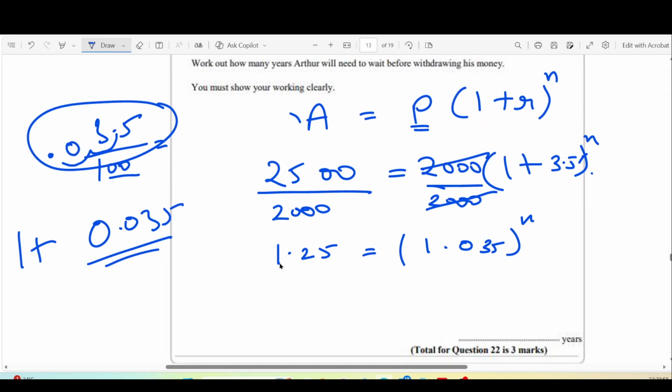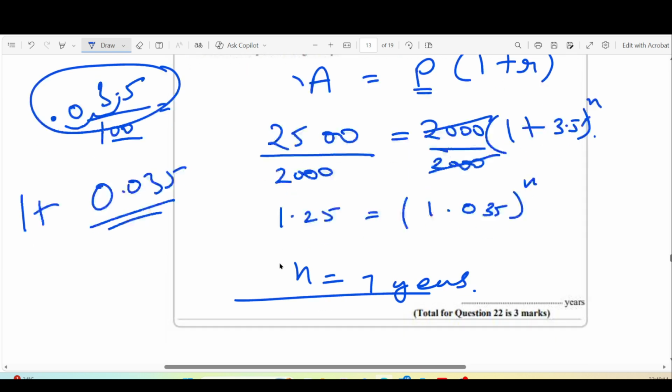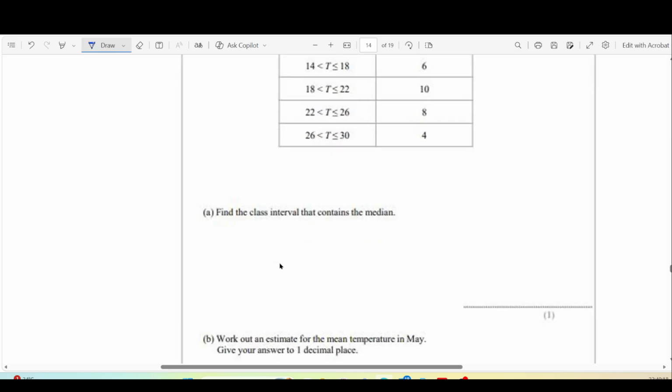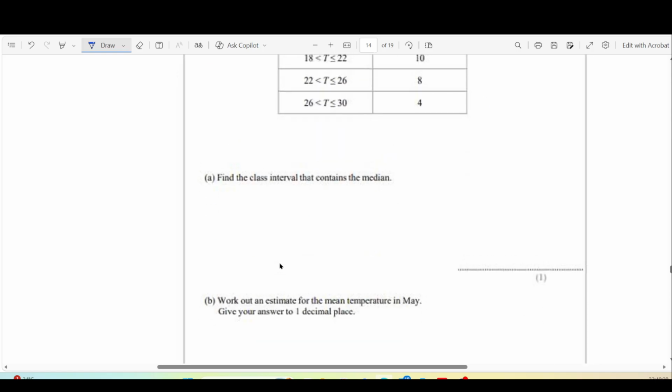Basically if you put it into the calculator and put everything here, you will get the answer. So n is going to be 7 years. Okay, let's do this one.